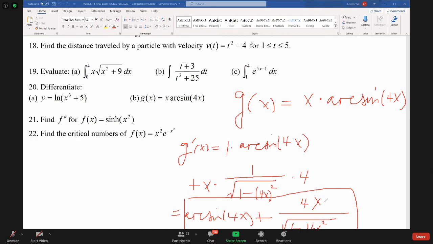Okay, so please know that, as William said, you have to use what? Product rule first, then use the chain rule for the second part, right? Very good. So this is the final answer: arc sine 4x plus 4x over the square root of 1 minus 16x squared. All right. So let me erase these, because I want to verify my answer. Easy, right?